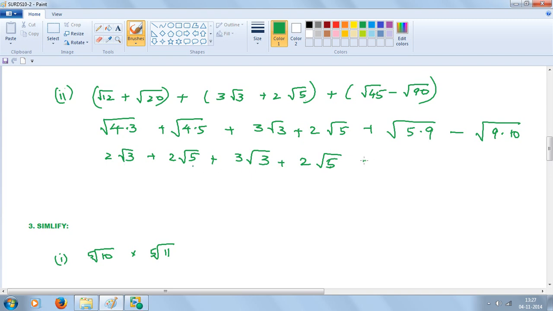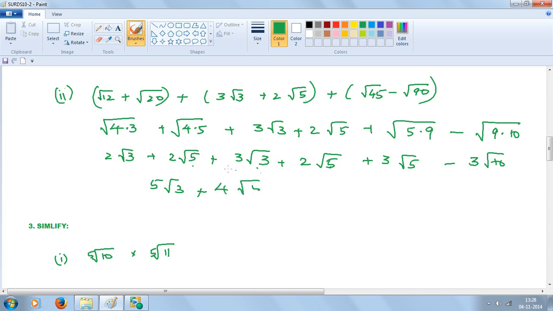What about this factor? Root of 9 you can take out. It is 3, 3 root 5, minus here 9 you can take out. Root 90 is 9 root 10, and 9 if you take out it is 3, 3 root 10. So you can add 2 root 3 and 3 root 3. These two we can add. So it is 5 root 3, then 2 root 5 plus 2 root 5. It is 4 root 5.